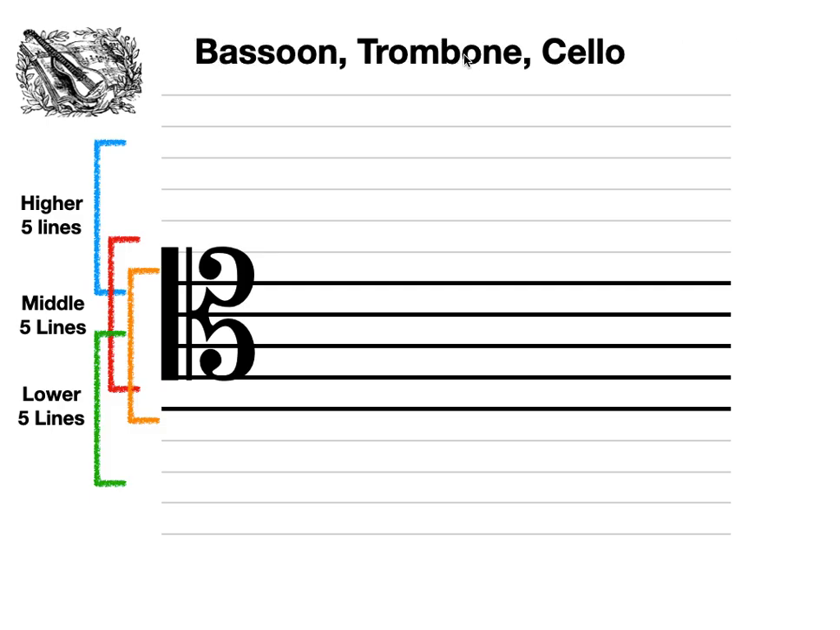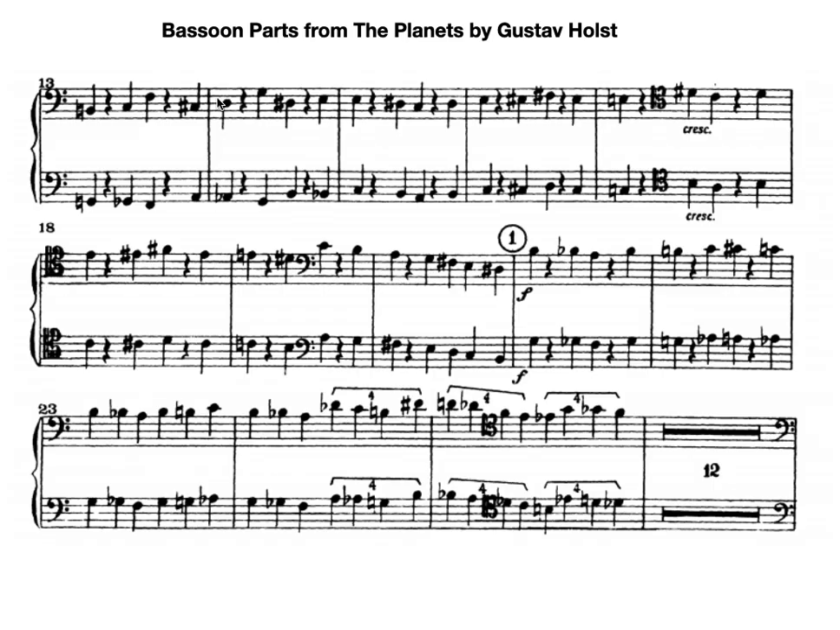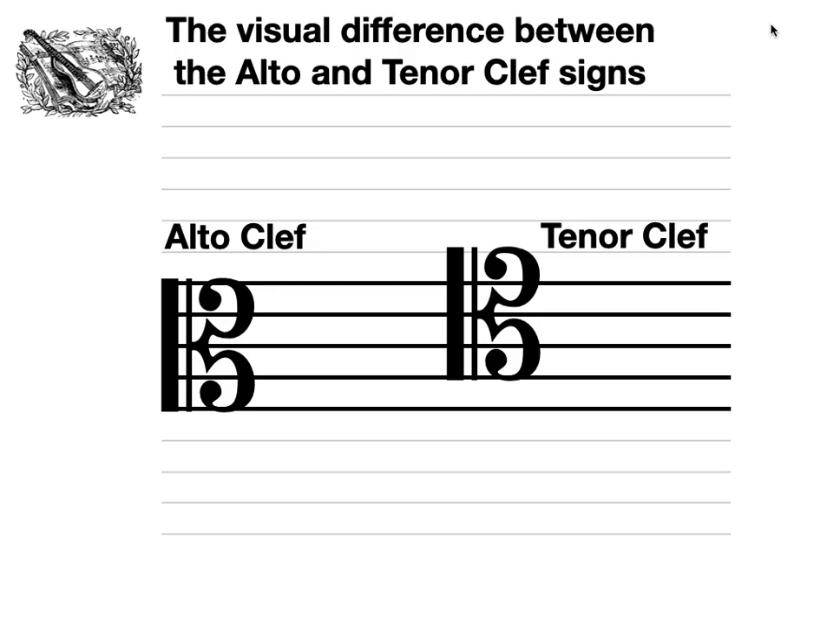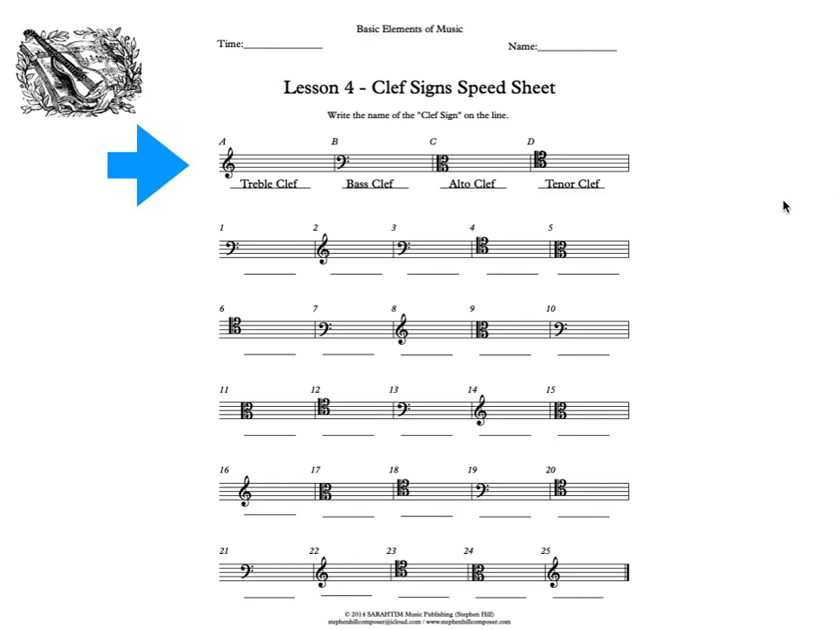Okay, and bassoon, trombone, cello will often use tenor clef. Here's an example of going from bass clef to tenor clef for higher notes and then returning back to bass clef. So that's just for your exposure, that you know what tenor clef looks like. And in relation to the alto clef has the line right in the middle. Tenor has the line, it's up on the 4th line in the middle. Okay, so your clef signs: treble, bass, alto, and tenor.